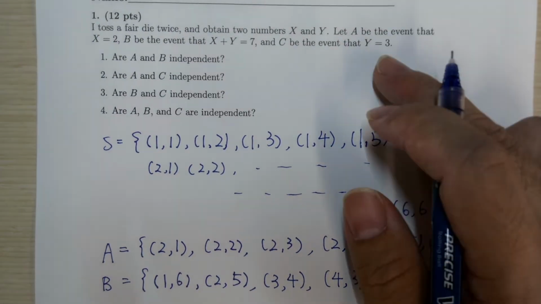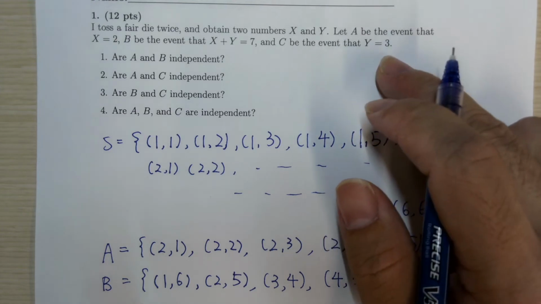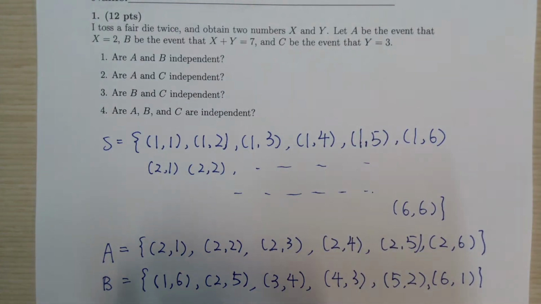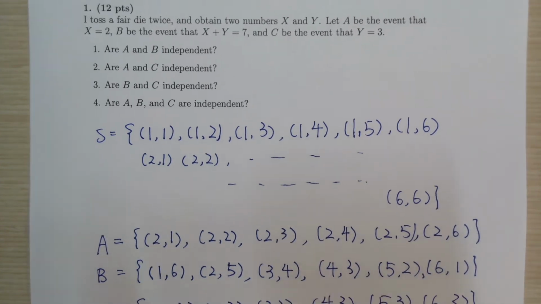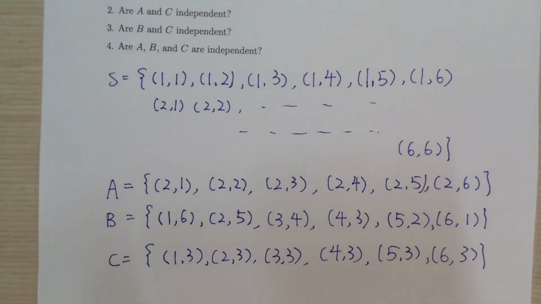Event C is y equals 3. So C, as you can see here, is going to be 1,3, 2,3, 3,3, 4,3, 5,3, and 6,3. So that's all I see here.